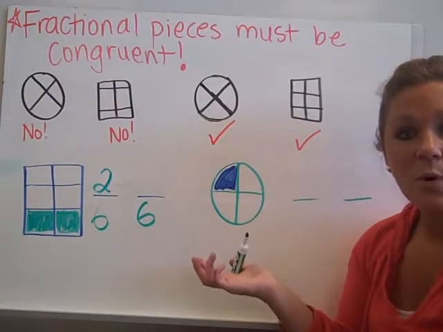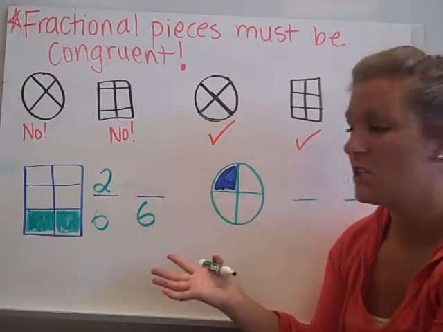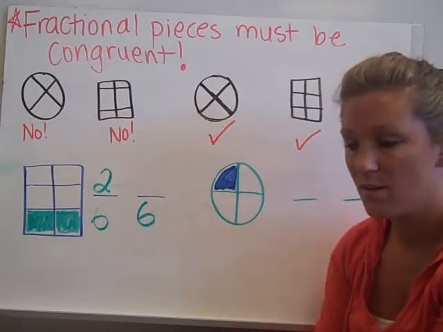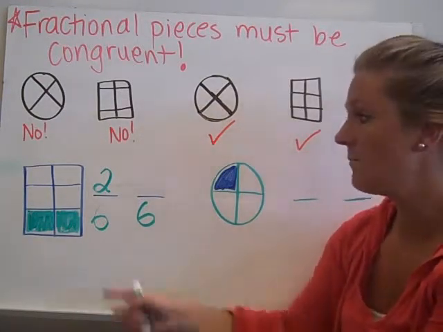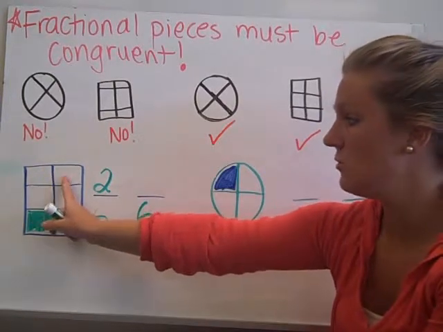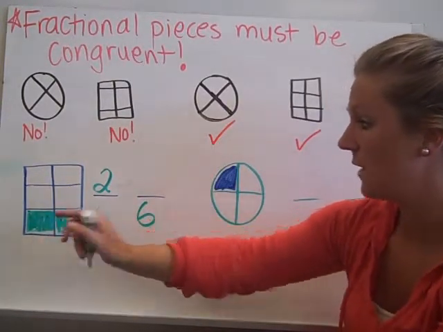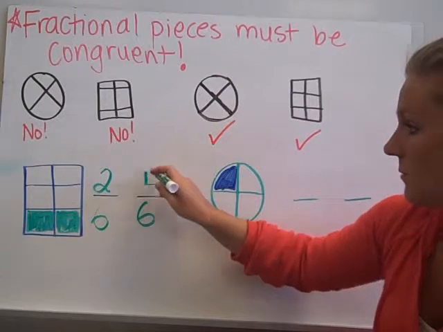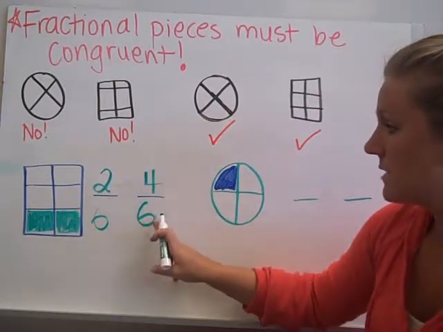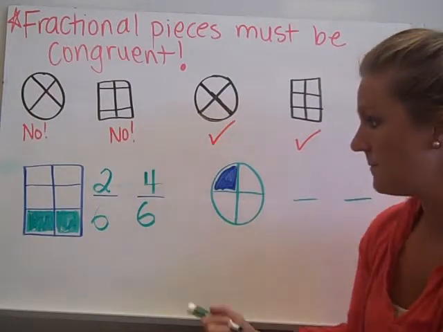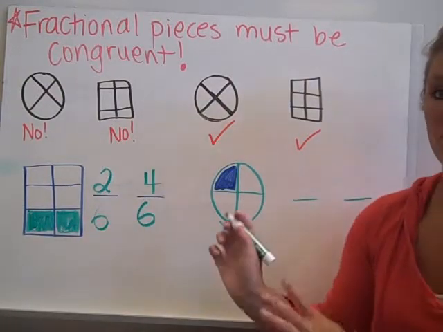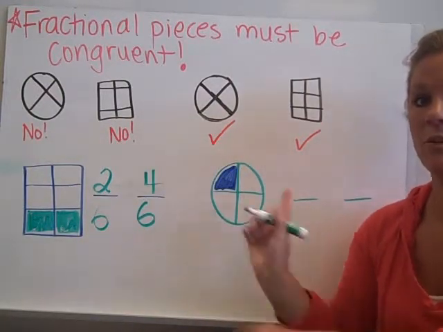Now what if I wanted to write down the fractional portion that was not shaded? Then I would just count the pieces that are not green. 1, 2, 3, 4. And that goes on top. So 4 sixths are not shaded. Pause, rewind if you want to watch that portion before you give this one a try.